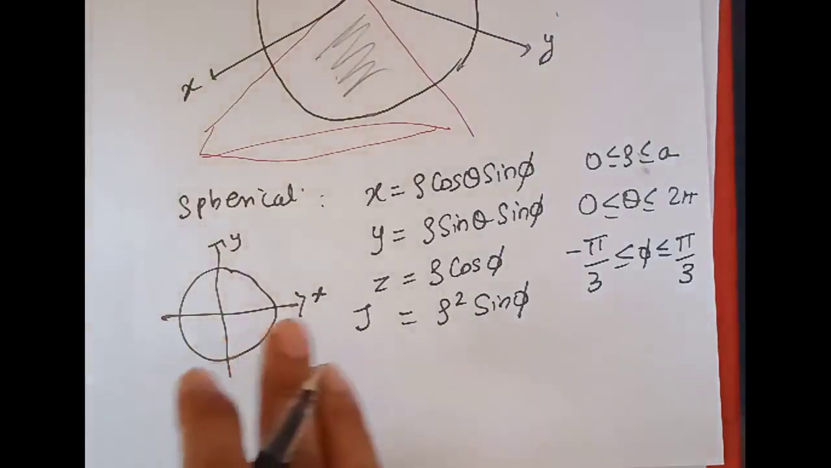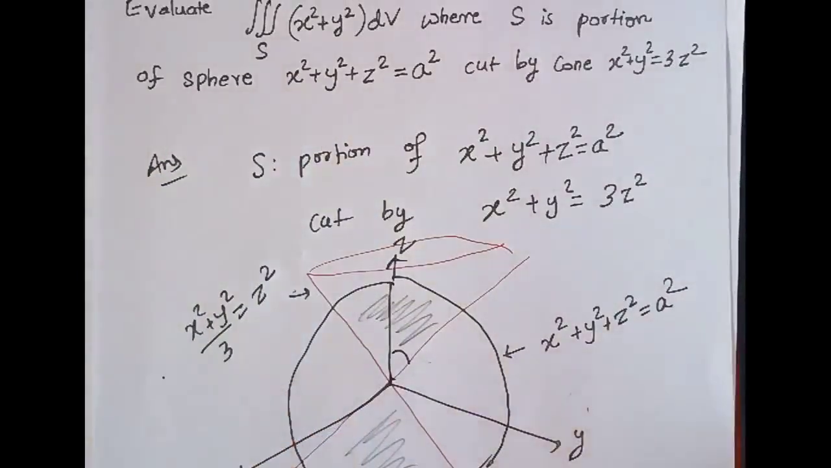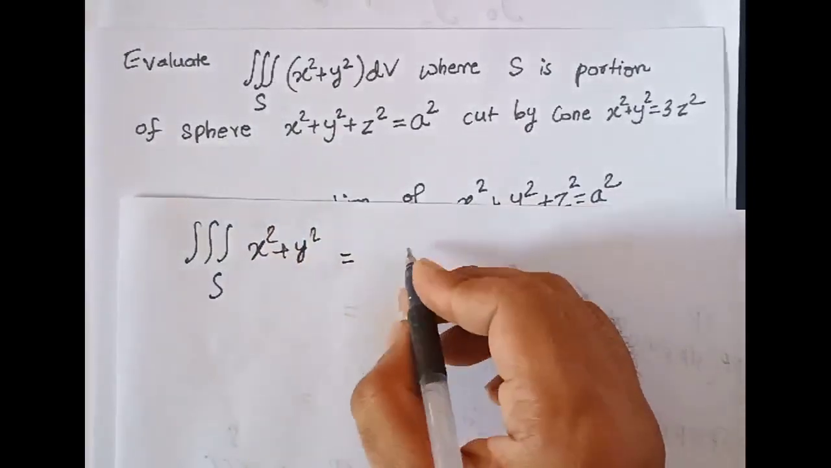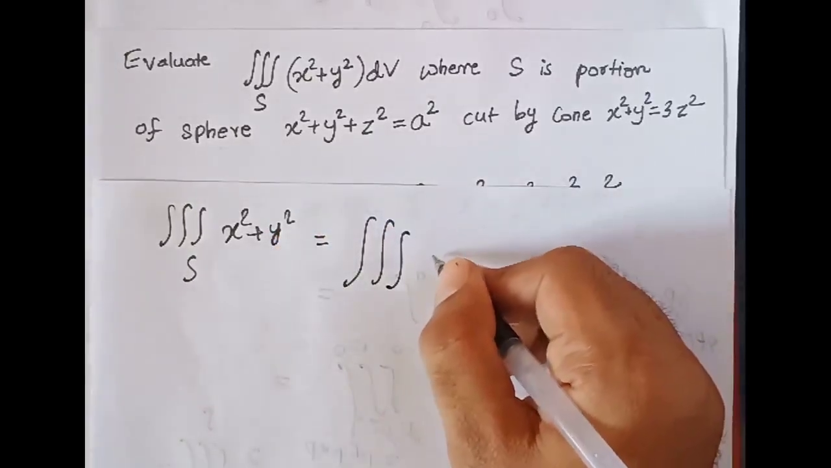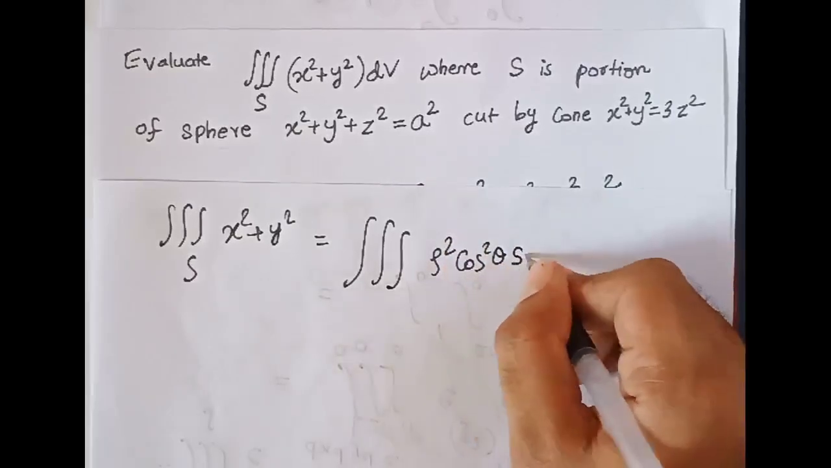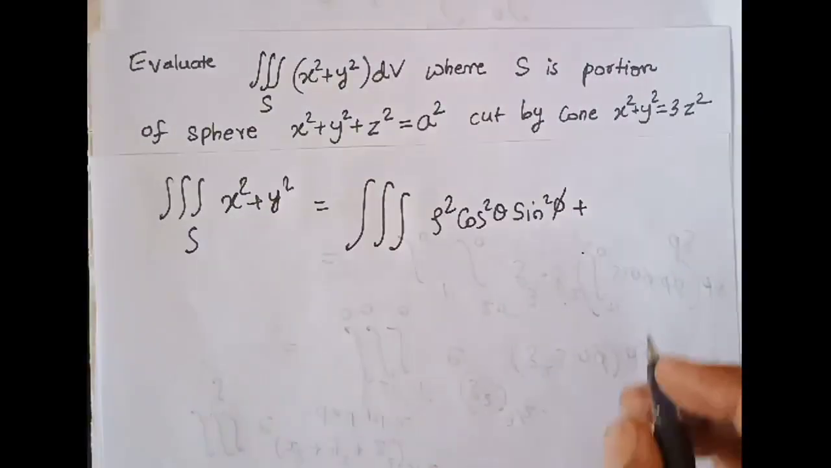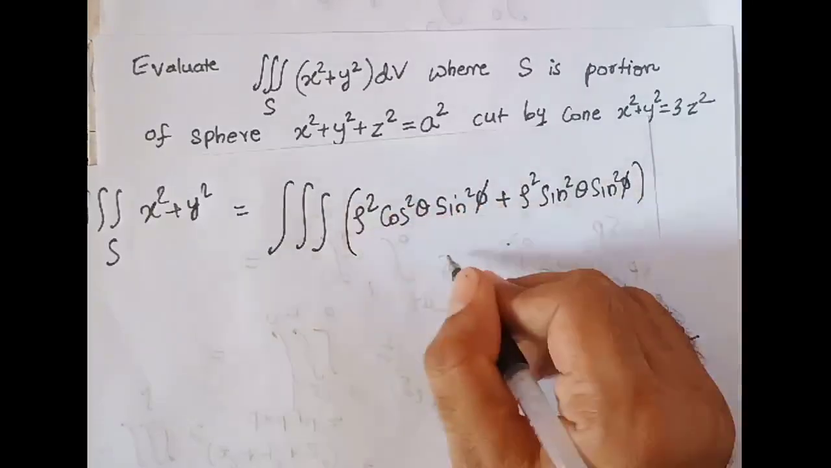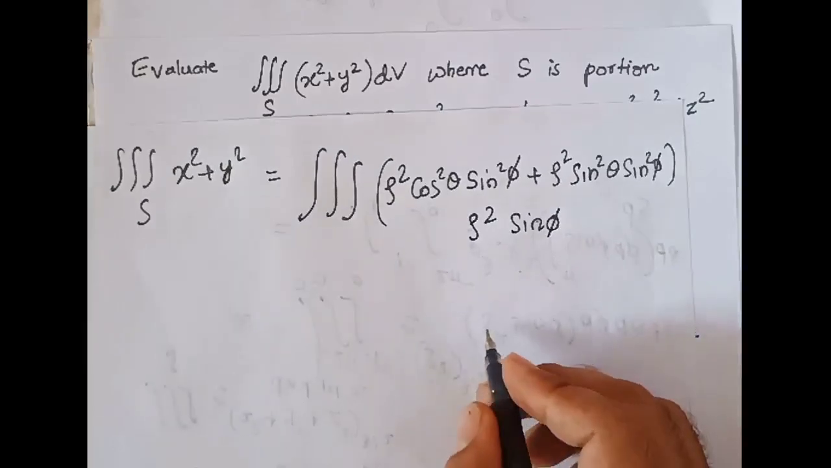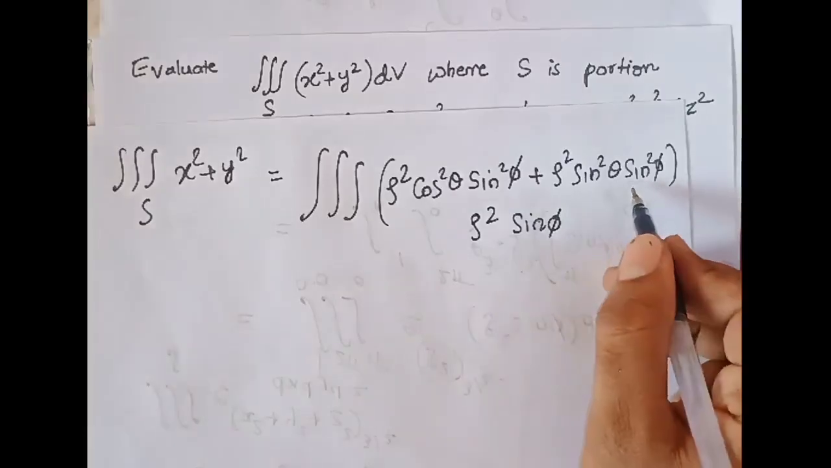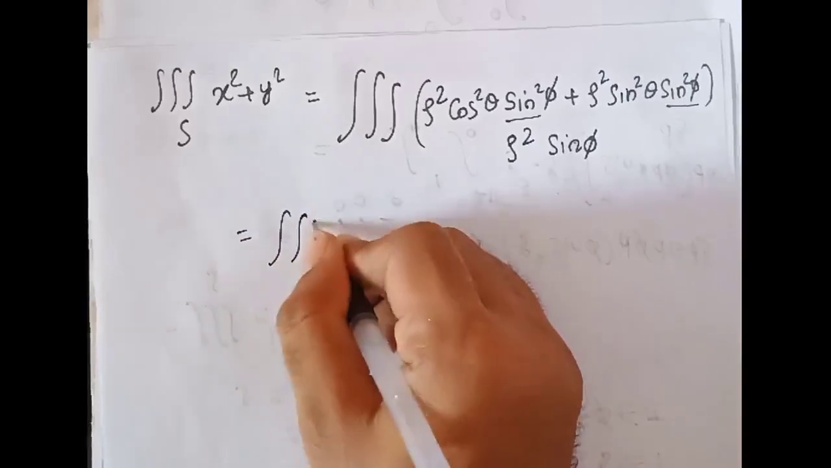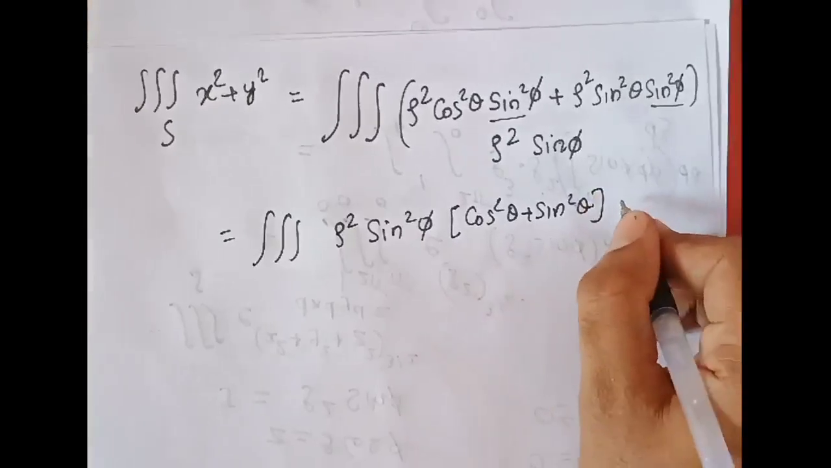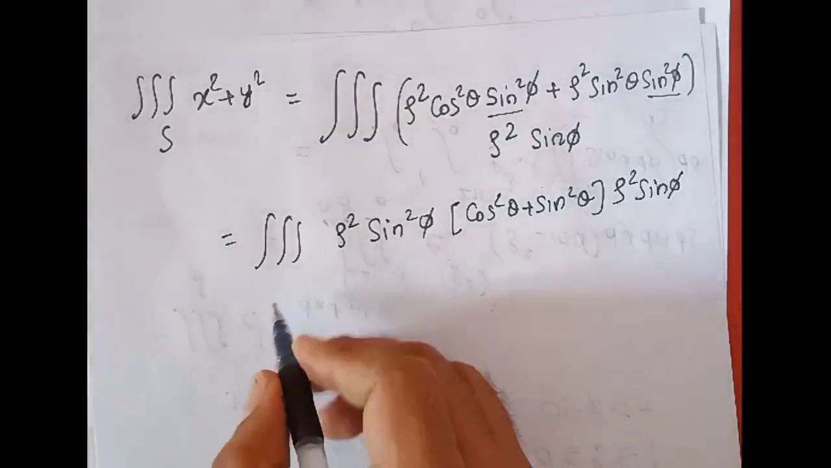Alright, so next we will evaluate the integral with these limits, that is x square plus y square. So the triple integral over S of x square plus y square becomes the triple integral of rho square cos square theta sin square phi plus rho square sin square theta sin square phi, multiplying by the Jacobian without fail, that is rho square sin phi. Here we can see that rho square sin square phi is common. So this will be equal to the triple integral of rho square sin square phi times cos square theta plus sin square theta, then rho square sin phi, and cos square theta plus sin square theta is equal to 1.